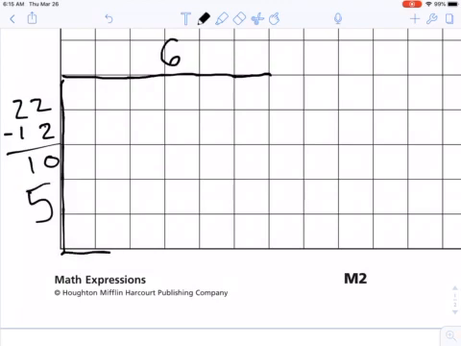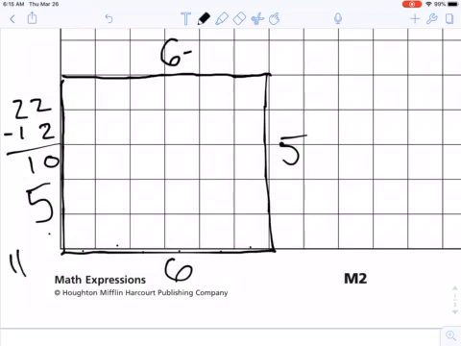The top is 6, bottom is 6. 1, 2, 3, 4, 5, 6. And then 1, 2, 3, 4, 5. Cool. And I'm going to double check that the perimeter is that. 6 plus 5 is 11. 6 plus 5 is 11. Add that.